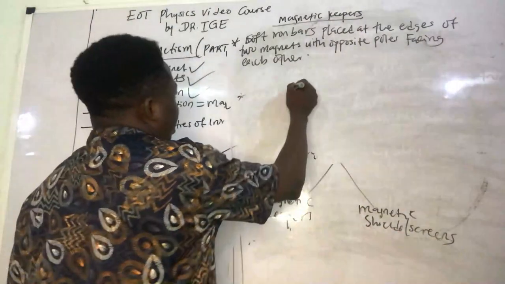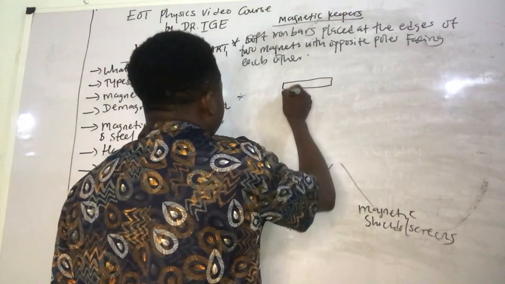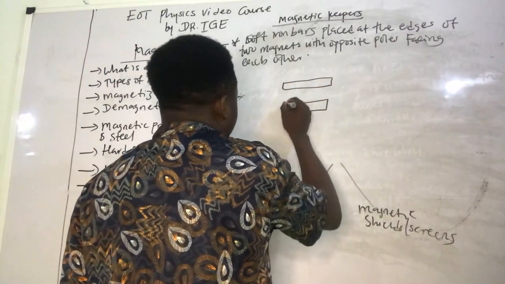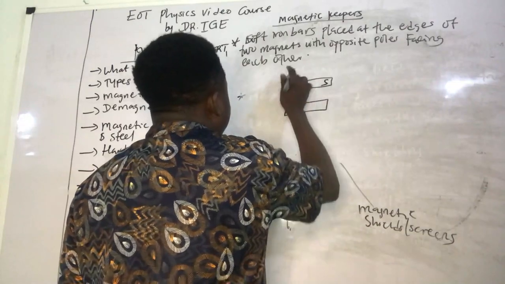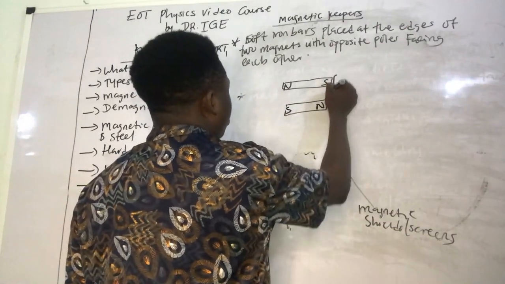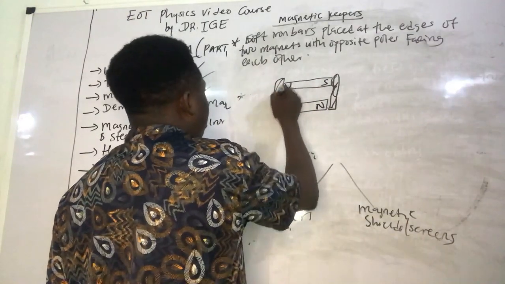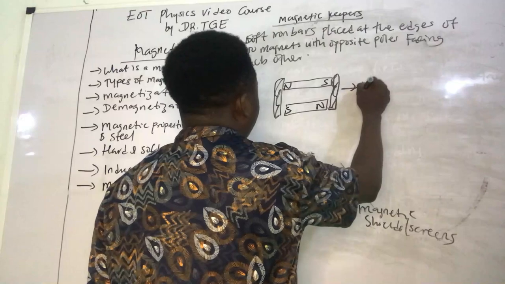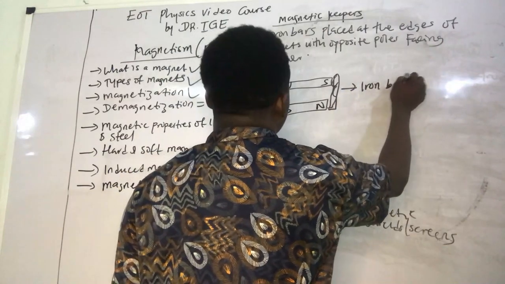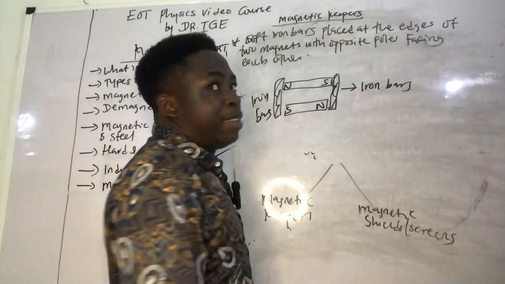For instance, look at the arrangement. This is the first bar magnet. This is the second one. This is north, south. Opposite poles, here will be south, north. You understand? So this is the arrangement. You see these two things. These are what? The soft iron bars. You understand? Soft iron bars. They are two. Look at them at the edges.